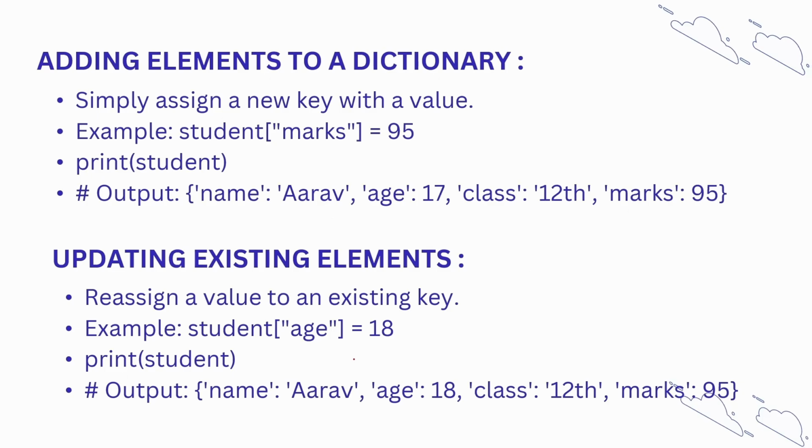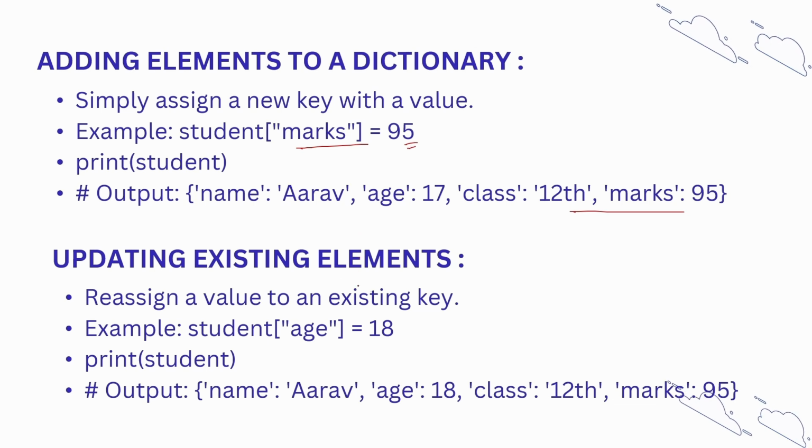Next is adding elements to a dictionary. So simply assign a new key a value. Here, for example, we have student marks is equal to 95. Earlier our dictionary had name, age and class. Now we see we have added marks 95. Okay, so this is how we add an element. We say student, we mention the key name, and here we assign the value.